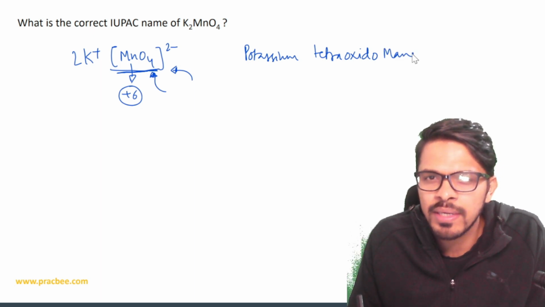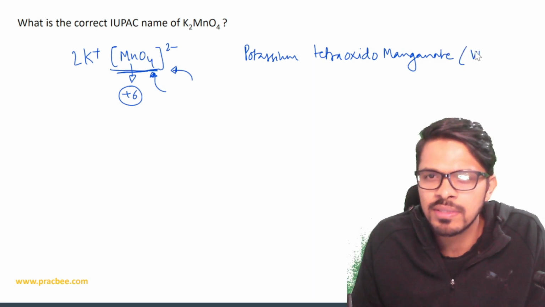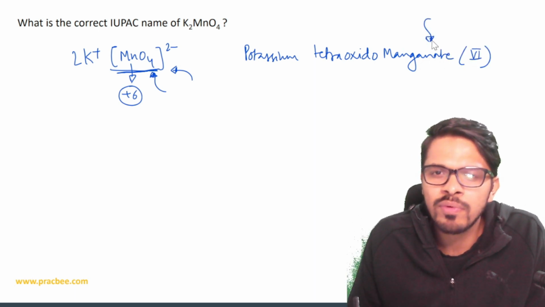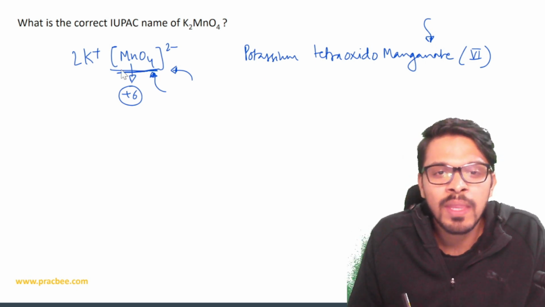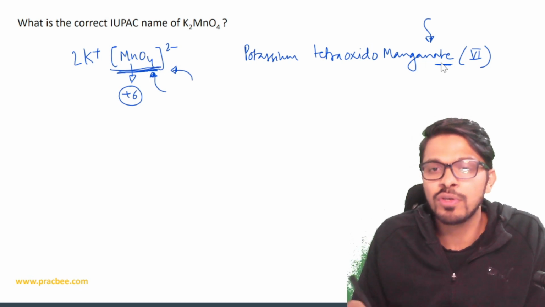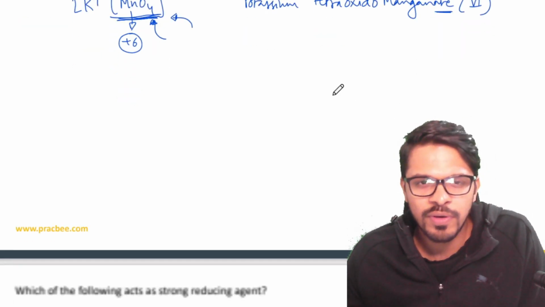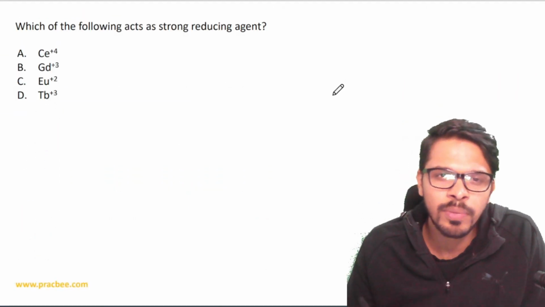and the oxidation state of Mn is 6. Whenever the metal ion is present in an anionic complex, we use the suffix -ate. So, a fairly simple question from coordination compounds.